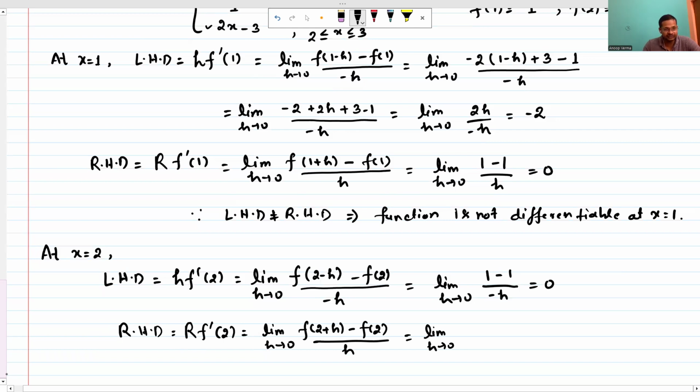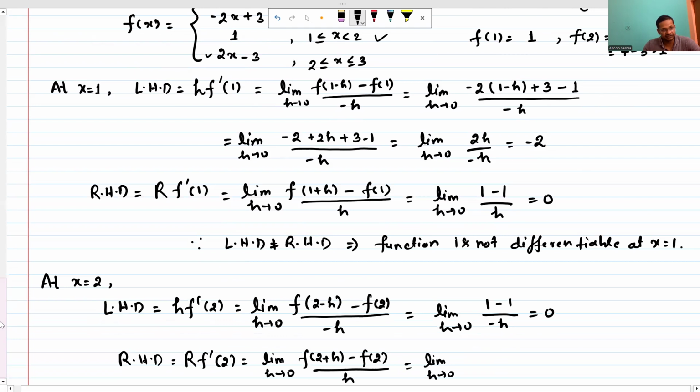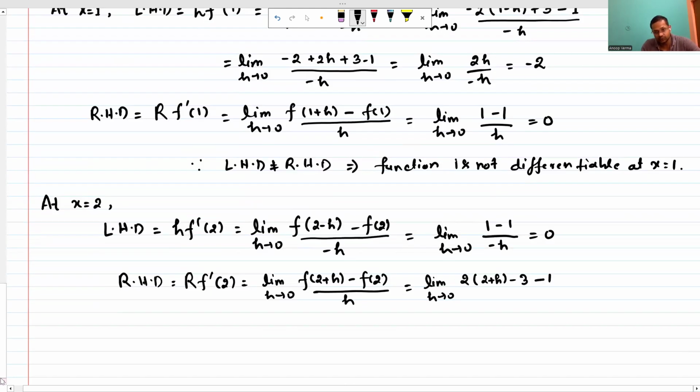Now the function we will use is the last one: when x is greater than or equal to 2, then 2x minus 3. So we will use this function, 2x minus 3. So this will be 2 times (2 plus h) minus 3, and minus 1, okay, because the value of the function at 2 is 1, and divided by h.